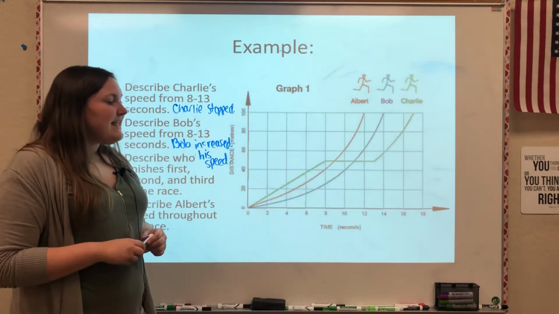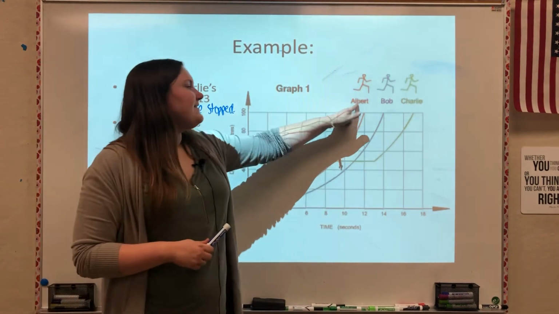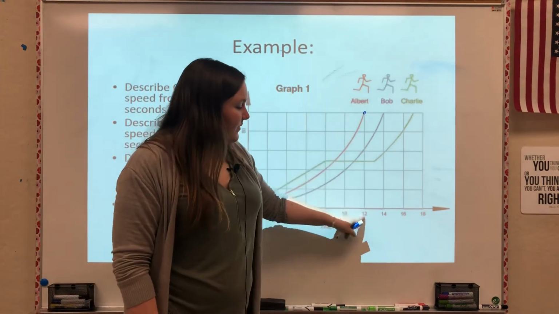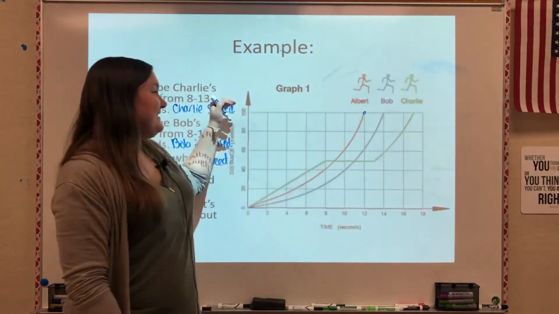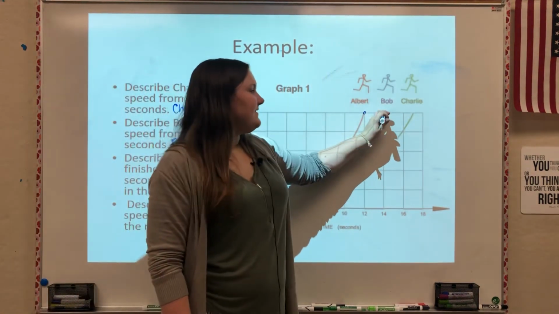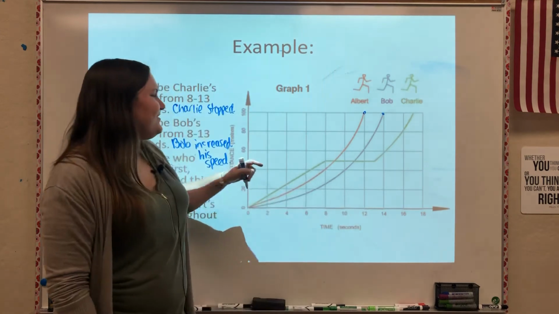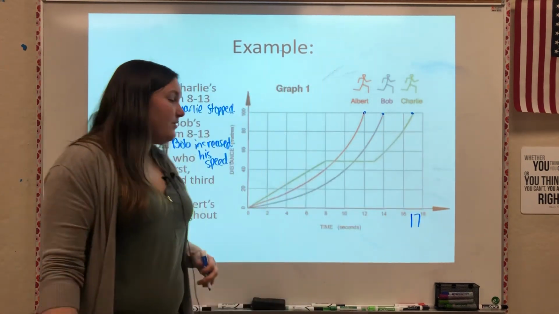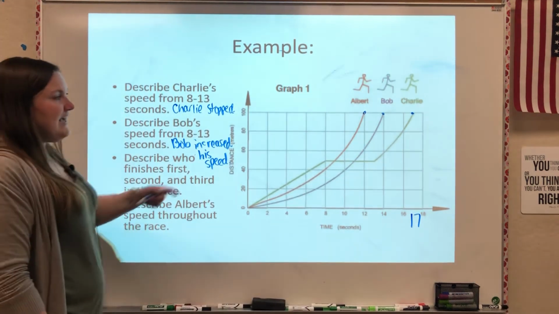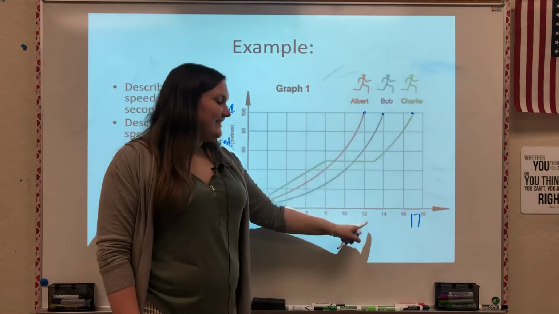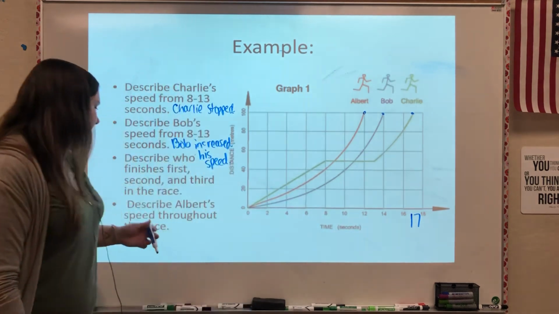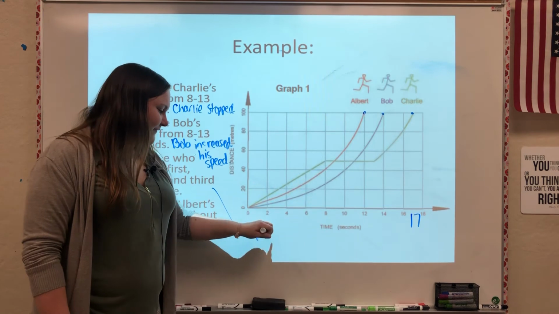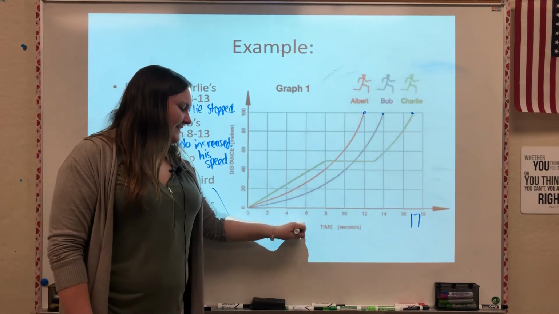So if I'm keeping that in mind, Albert got to that end distance of 100 in 12 seconds. Bob got to the end of our distance in 14 seconds. And Charlie took, that would be 17 seconds. So who won the race? Who came in first? Albert did. Albert did because he had the smallest amount of time. So if I wanted to answer this, I'm going to put my answer down here. I could say first was Albert.